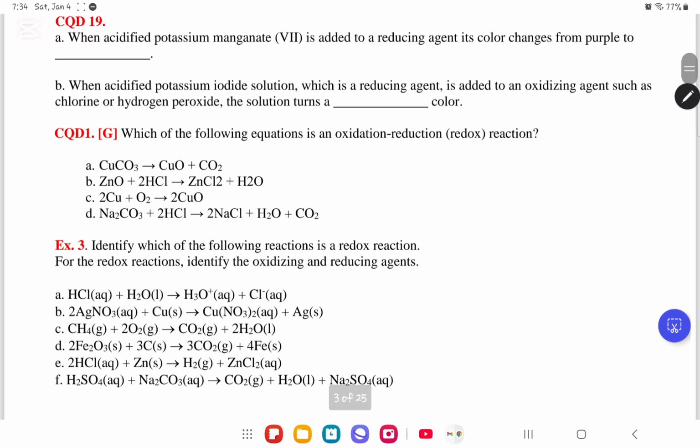This is a nice question. They asked which of the following equations is an oxidation reduction, or redox, reaction. How do we know if something is redox or not? Very simply, there are many ways. I'm going to teach you 2 ways. I'm going to start off with a complicated way for the first one, and then the easier way for the second one. For the first one, we need to find the oxidation number of each one.